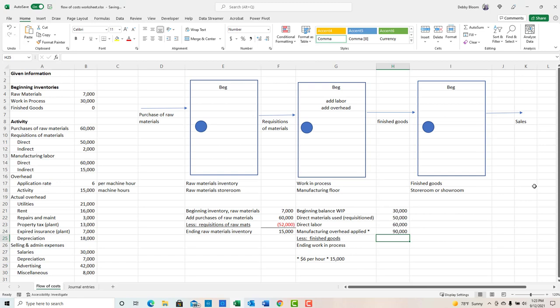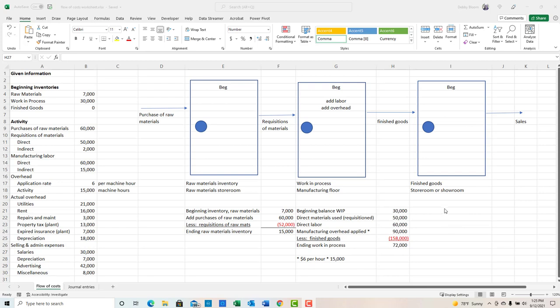Now, in the problem, we were told that job A was finished during the month at a cost of $158,000. So we subtract the cost of the jobs that are finished, $158,000, and we should come down to our ending work in process, which is $72,000.